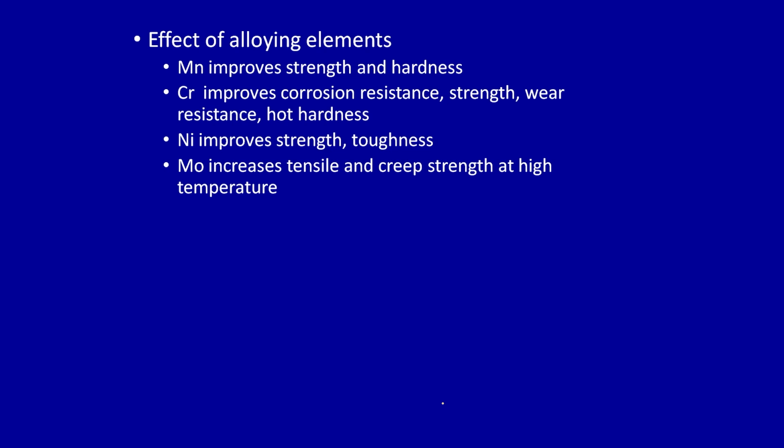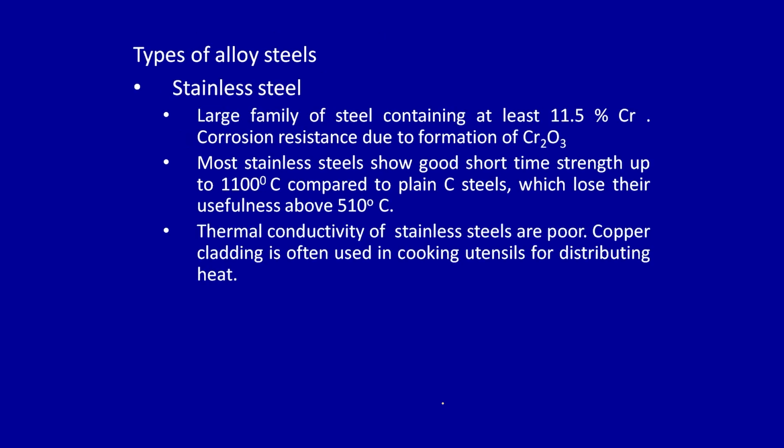So that is why experiments have been done extensively on this kind of system like steels or cast irons, which can be widely used. One of the major classes I told you is stainless steel. It is a large family of steels. It contains a minimum of about 11.8% chromium, and it can contain even 20% chromium also. But corrosion resistance is basically due to formation of chromium oxide.